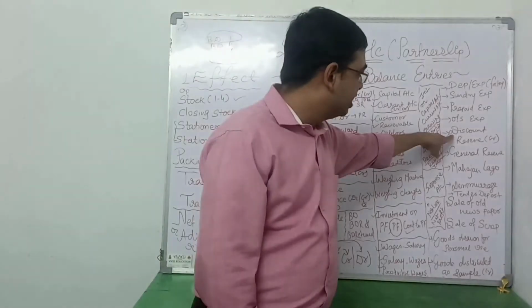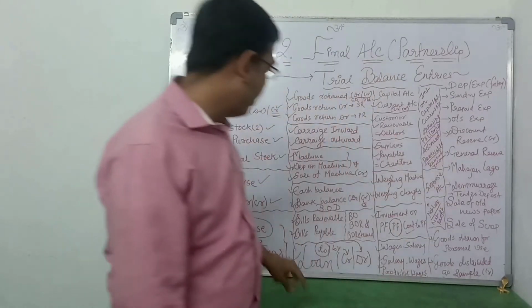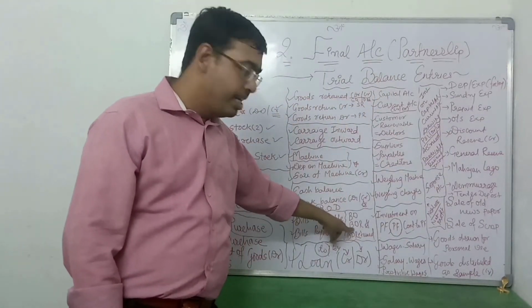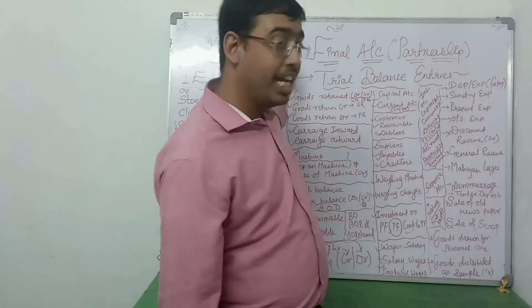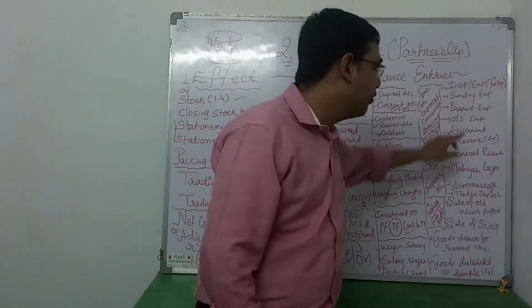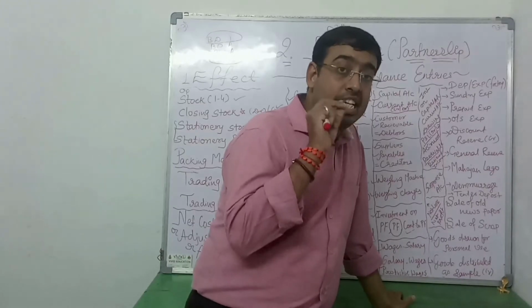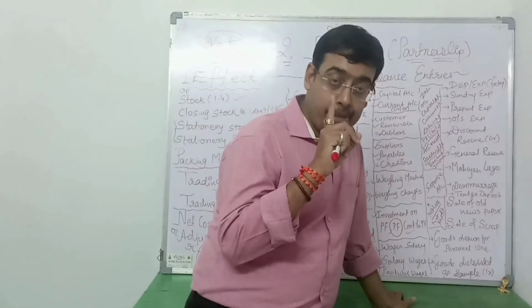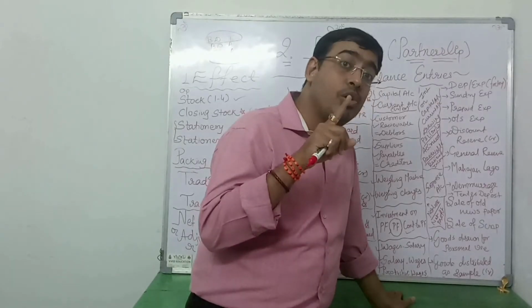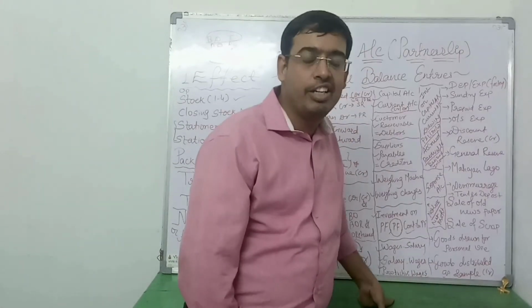Moving towards next, discount reserve. The same I have explained to you in BDR. However, the same table applies. If only discount allowed is given, you need to write it in P&L debit. But along with discount allowed, discount reserve is given.